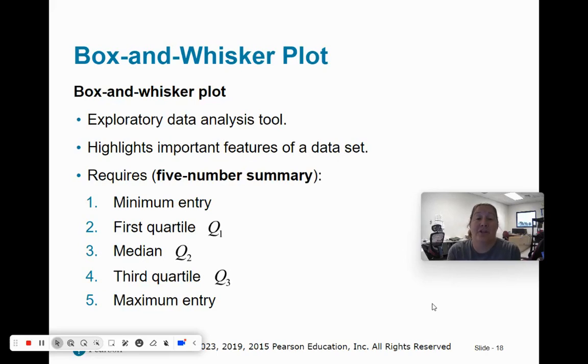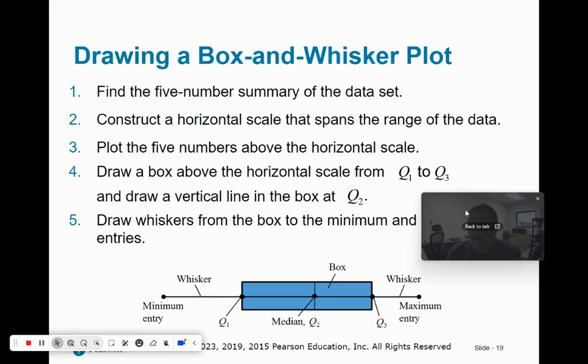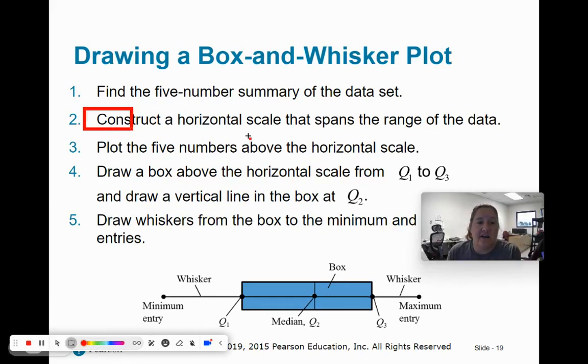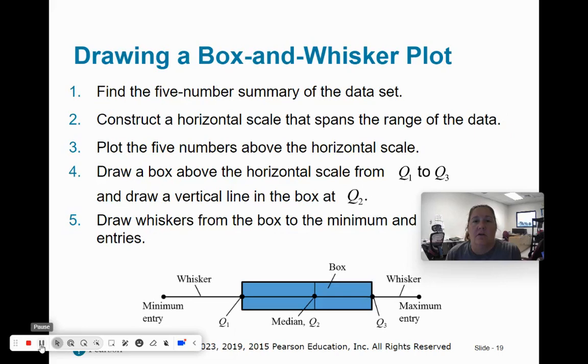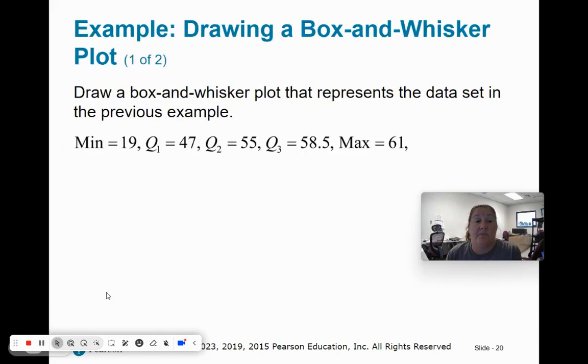Using the numbers, we're going to graphically show a box and whisker plot. It goes from the minimum entry to the maximum entry and involves each quartile. After we find the 5 numbers, what we don't see in our picture is that we have to make sure we construct a horizontal scale spanning the overall range of the data. Let's go straight to an example.